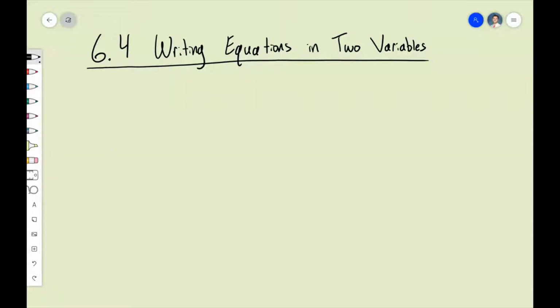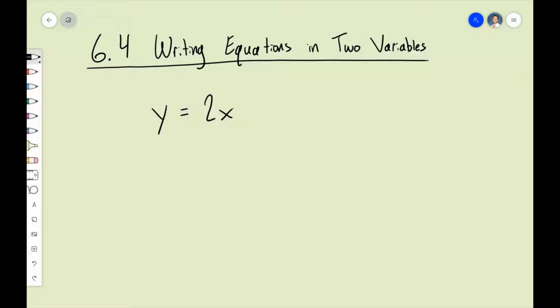So in this video, we are looking at writing equations in two variables. An equation in two variables represents two quantities that change in relationship to one another. And a solution of an equation in two variables would be an ordered pair that makes the equation true. So for example, if we had an equation like this, y equals 2x.